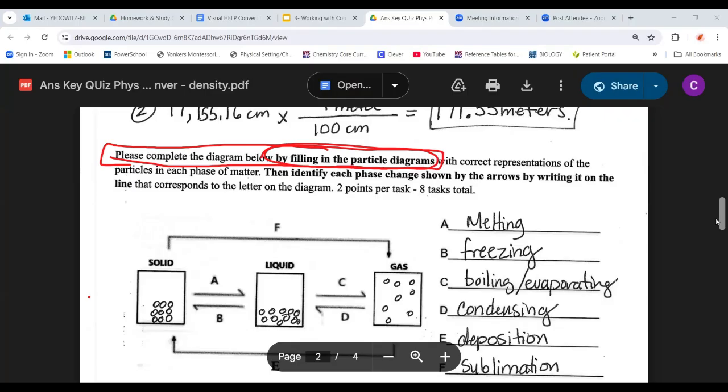So make sure you write what a solid should look like, what a liquid would look like, what a gas would look like. Most of you that I saw either just accidentally skipped this or you were doing it correctly because we did board work on this. So people have already started to correct their understanding of what this should look like. And then the second step is to identify each phase change.